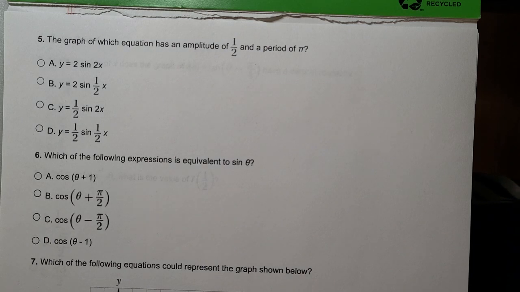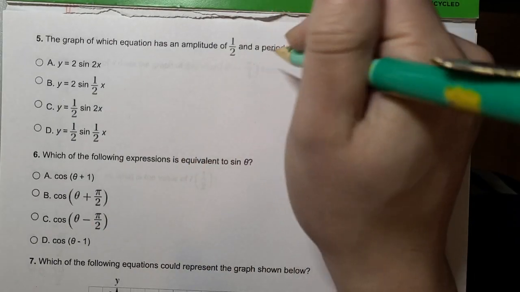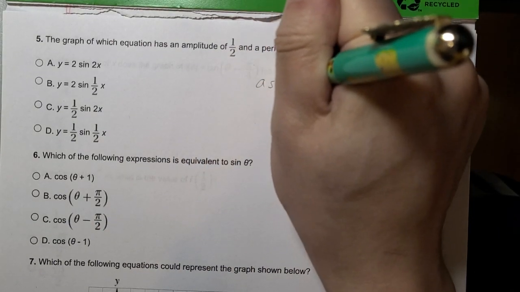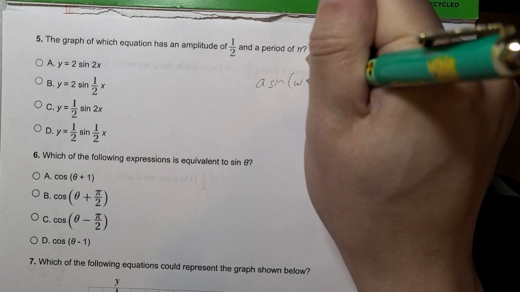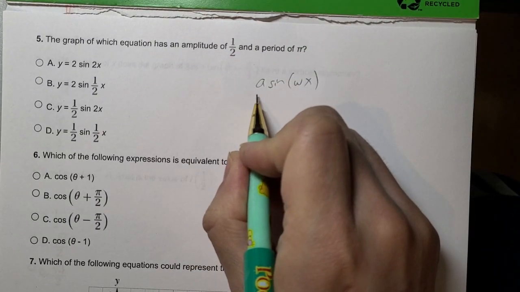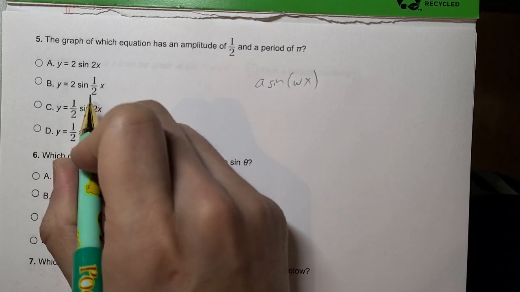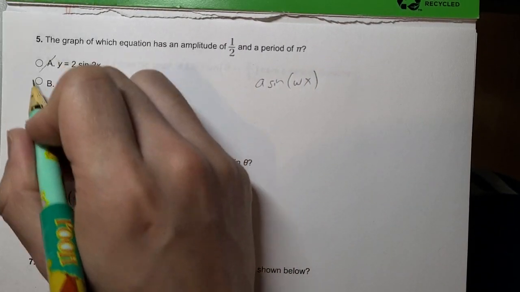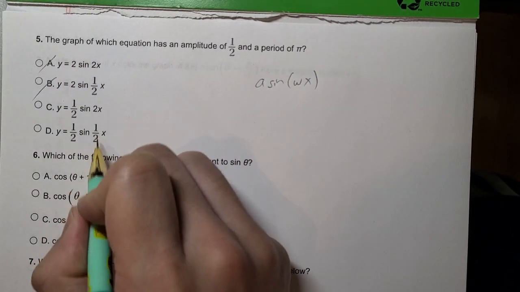Graph of which equation has an amplitude of half, period of pi. Okay, so amplitude, if you remember the general form, is like a sine of omega x. So a is the amplitude. So it should be a half out in front, so we eliminate A and B right away. Now, which one is it?